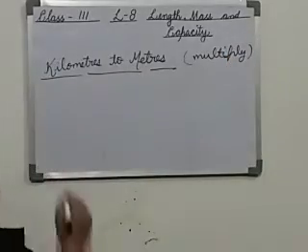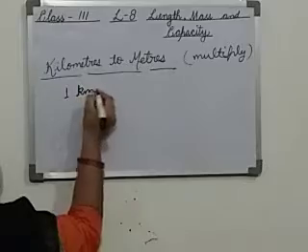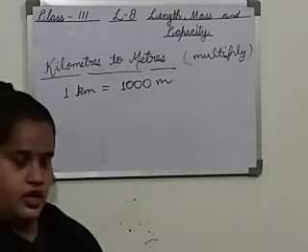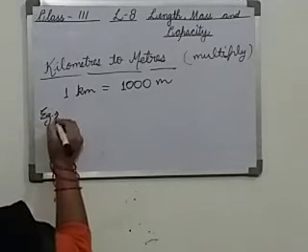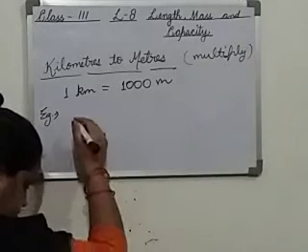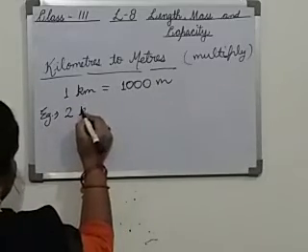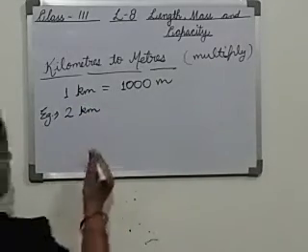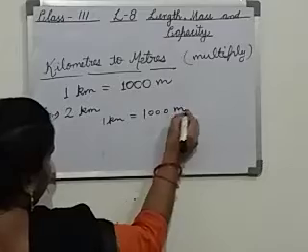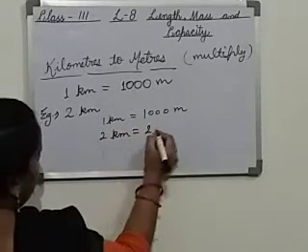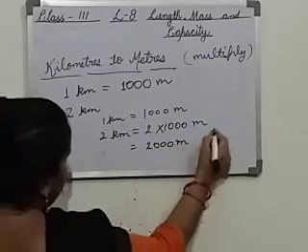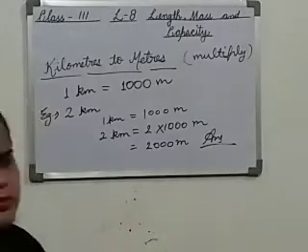Okay. Now what is the relation between kilometer and meter? So 1 kilometer equals to 1000 meter. This is the relation. Now let me explain you with the help of an example. Suppose we have to convert 2 kilometer into meters. So how we will do? Simply 1 kilometer equals to 1000 meter. 2 kilometer equals to 2 multiply 1000 meter equals to 2000 meter. Very easy. No problem at all.